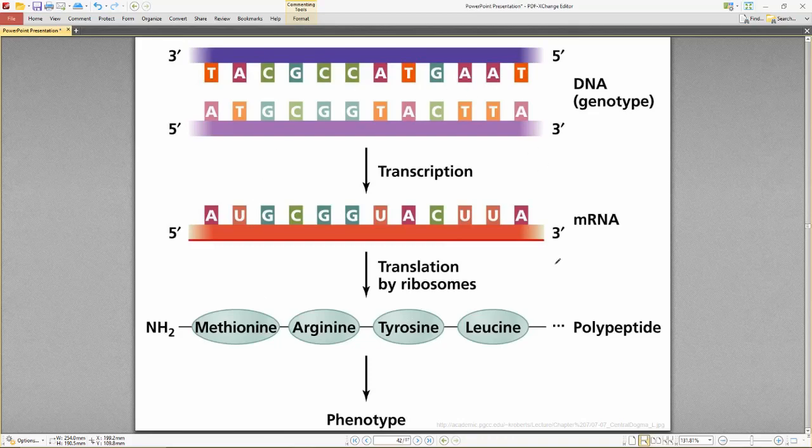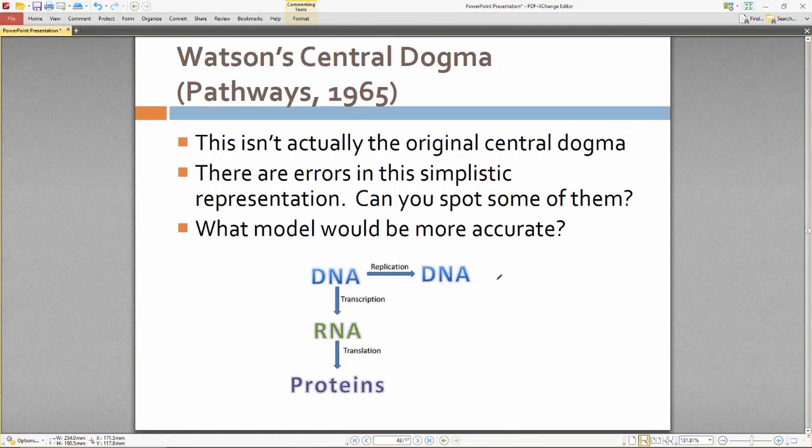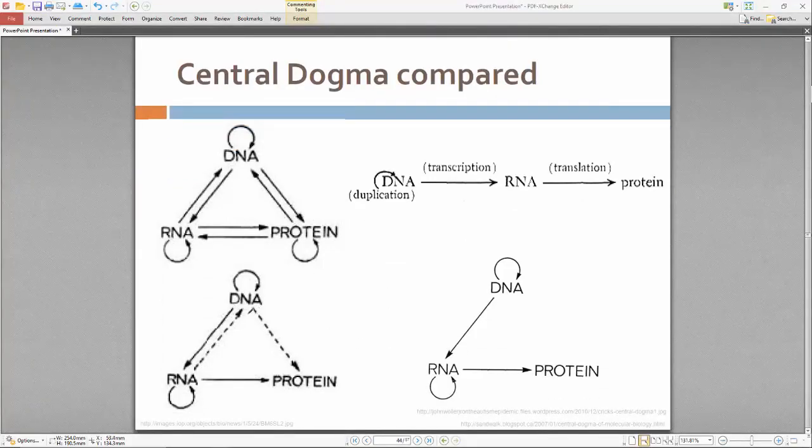Here is another example. It's basically the same thing we saw above. Here is Watson's central dogma. This isn't actually the original one, and there's some errors in this representation. Can you guys spot any of them? Any ideas how we could change this? Can RNA make more RNA? Ooh, ooh. Let's scroll down. Good question.